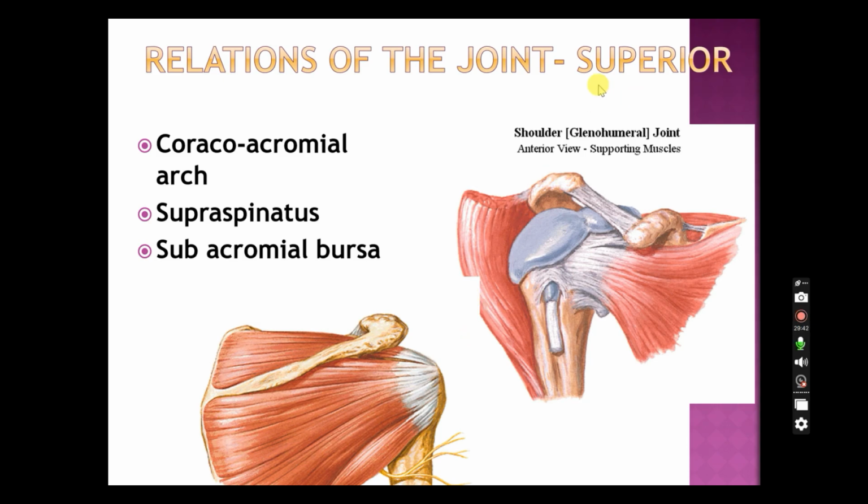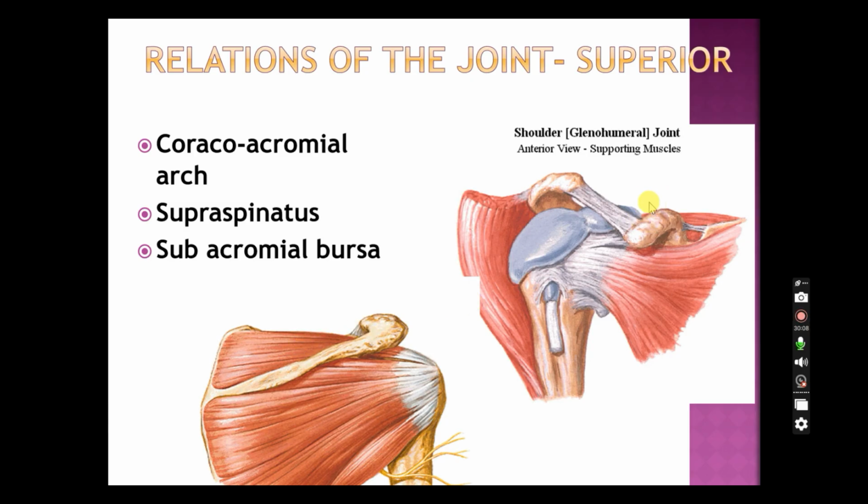The superior relation. Here, this is the head of the humerus. Over the head of the humerus goes the tendon of the supraspinatus. Over that is the subacromial bursa, over that the coracoacromial arch. So here you can see the supraspinatus muscle passes underneath the coracoacromial arch.